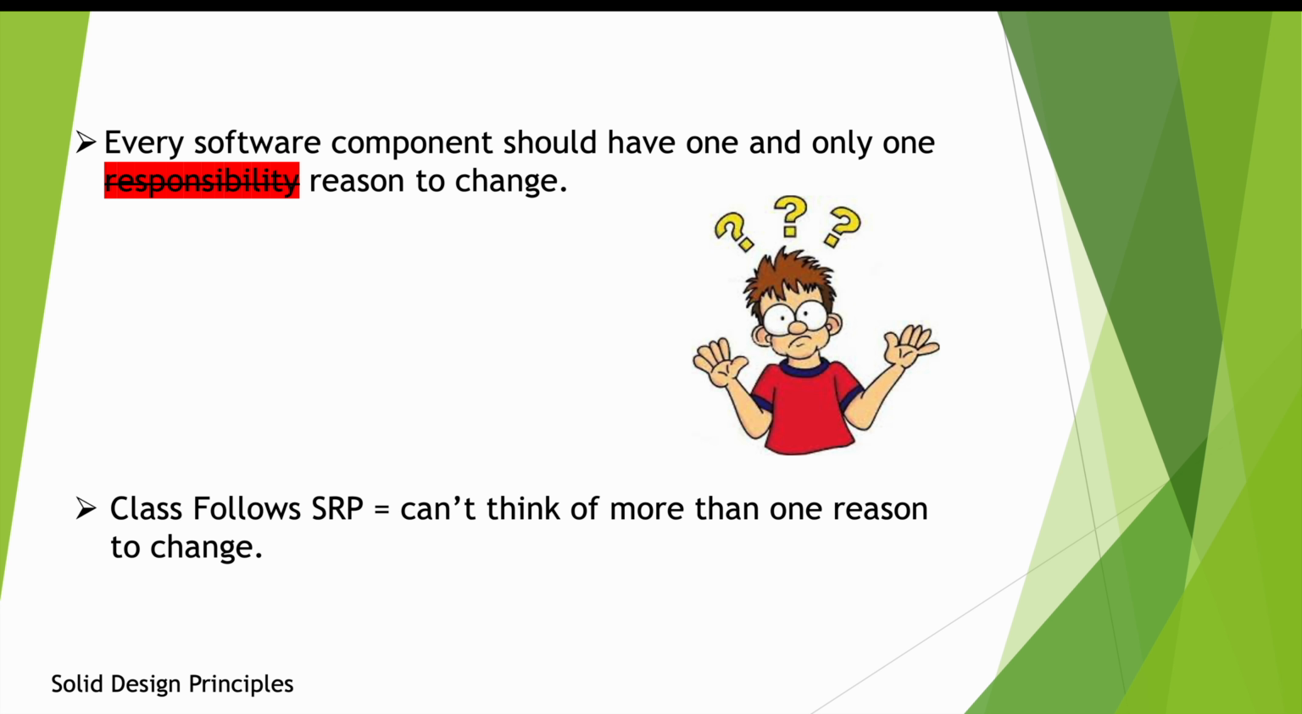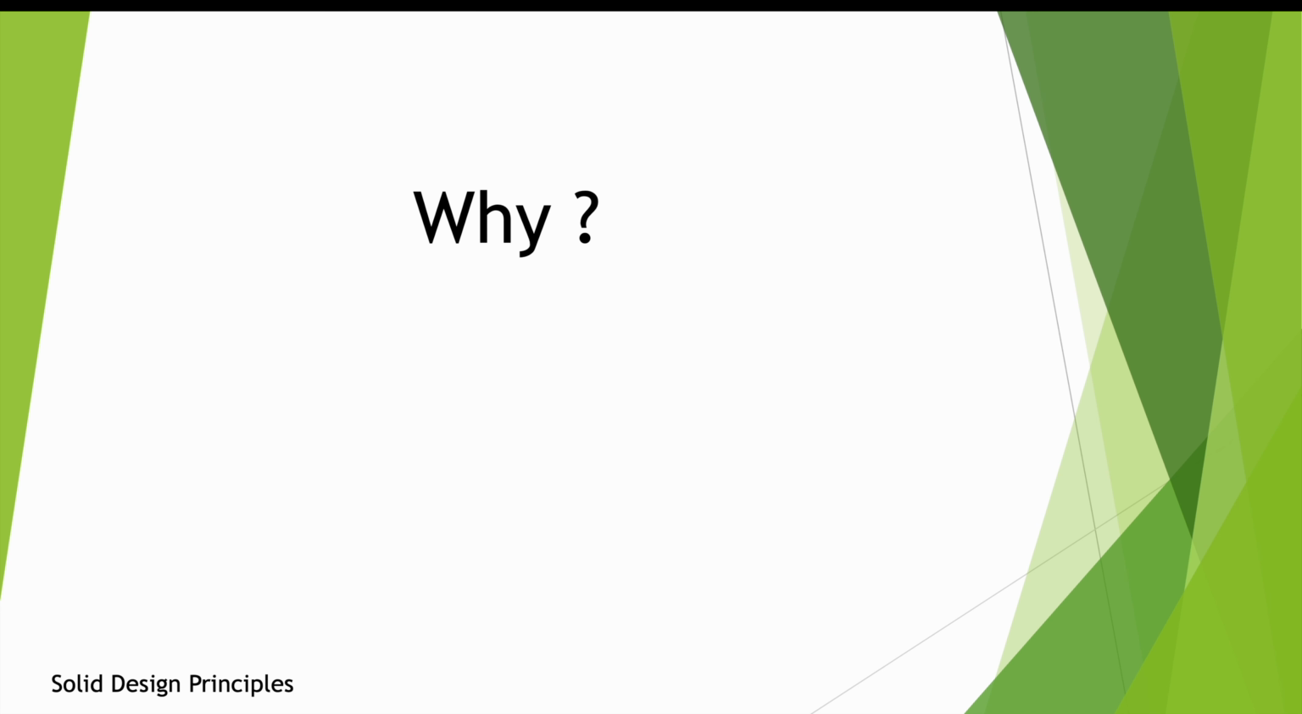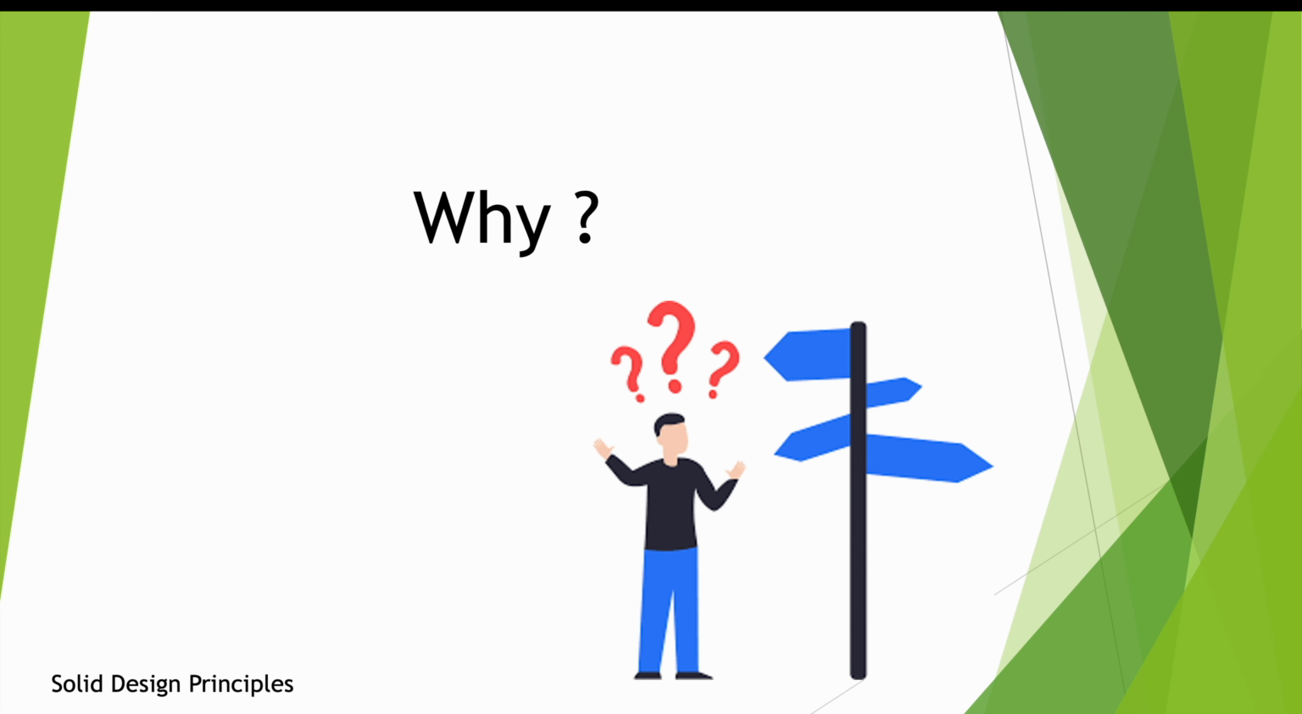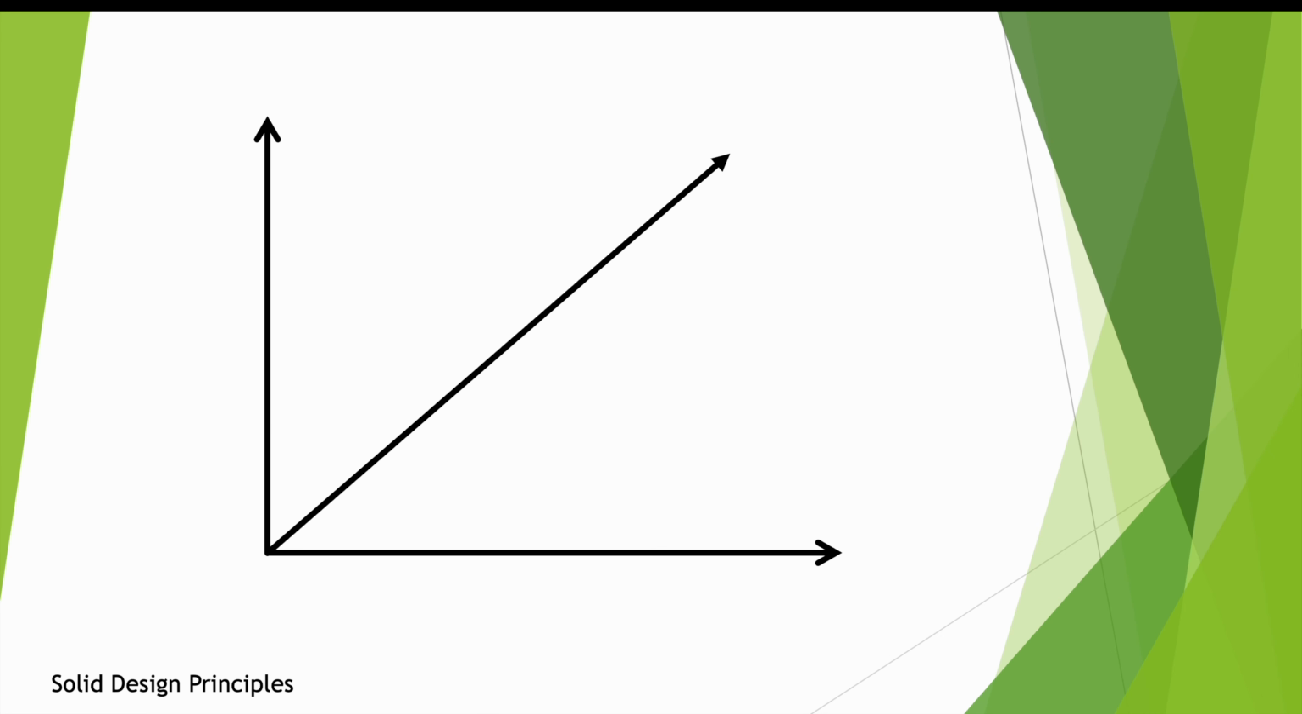So if you just take a look at the class and try to think of reasons for it to change and can't think of more than one reason, well, it's following SRP. So this definition is suitable for practical real world scenarios. But why? Why only a single reason? What if we have multiple reasons to change? Well, in that case, if there are multiple reasons to change the code, the frequency of code change will go up. With the increase in frequency of code change, there will be an increase in the probability of introducing bugs as well. Hence, the cost of maintenance will go up.